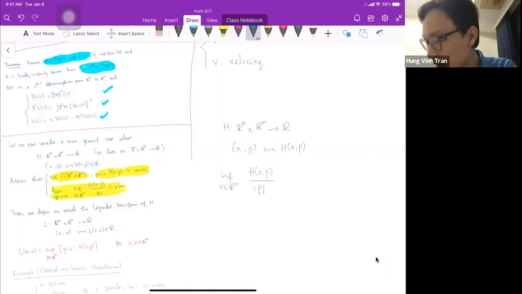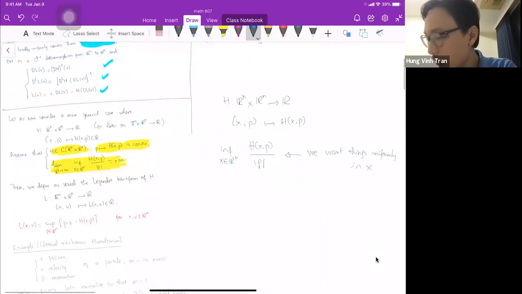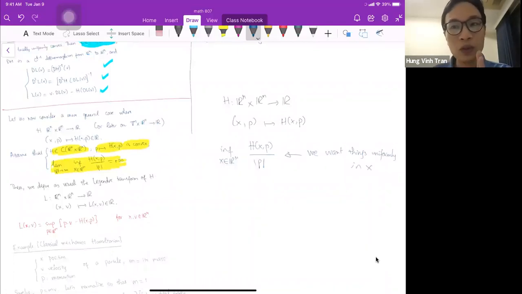Let me just explain. This just means that we want things uniform in X. What I meant there is that when you let P go to infinity, you wouldn't want it to be not uniform in X. So you really want this to happen uniformly.